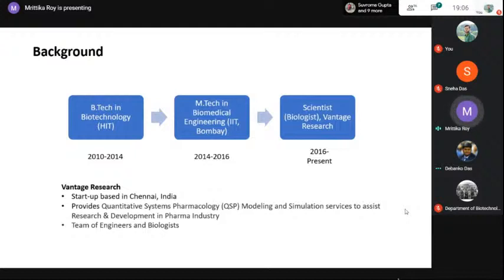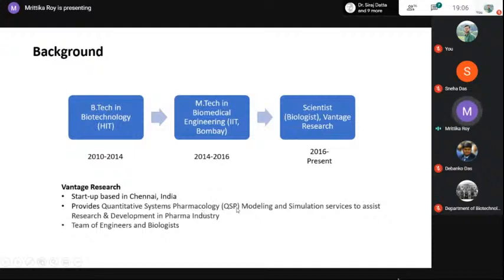But after that, due to campus placements, I landed my current job, which is as a scientist, specifically a biologist, in Vantage Research. A little bit about Vantage Research: it's a startup based in Chennai, and it was established in 2013. This is a mathematical modeling company, but we do a very niche kind of modeling, which is called quantitative systems pharmacology modeling.